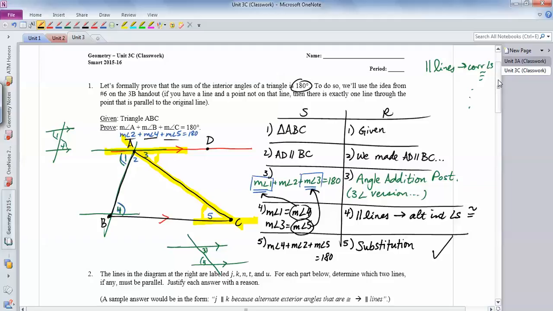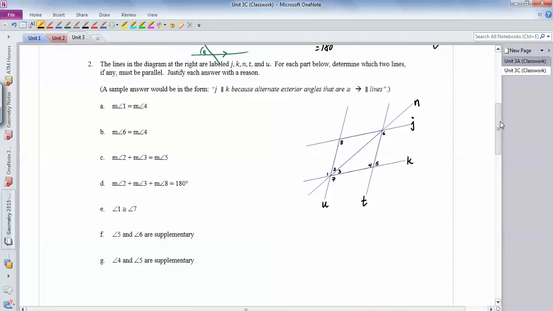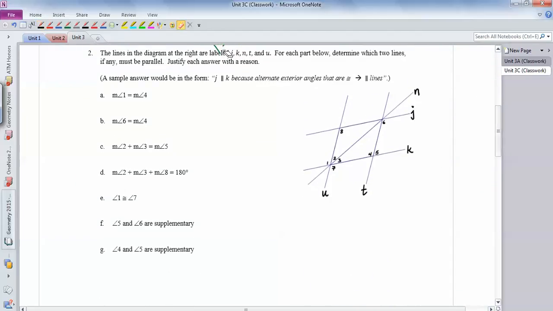All right, so let's take a look at the next one, number 2. So number 2 is kind of tricky the first time you see it, but after you've done a problem like this, usually they're not too bad. So now the key to this problem, I'm going to give you some info about angles, like M1 equals M4, and then you look at the diagram and figure out if that helps you show that any particular lines are parallel to each other. And then the lines are all labeled along here, right? N, J, K, U, and T.